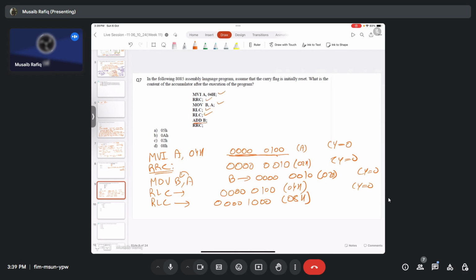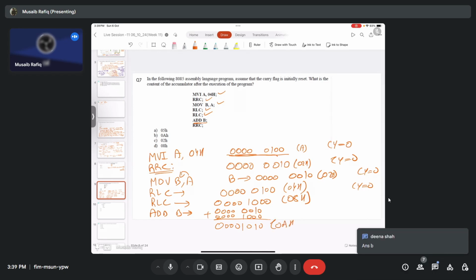I have ADD B. What does this mean? Adding the contents of B to the accumulator. B was 02, and we are adding it to the contents of accumulator, which is 8. So 8 plus 2 is 10. It will be 0A hex, right?